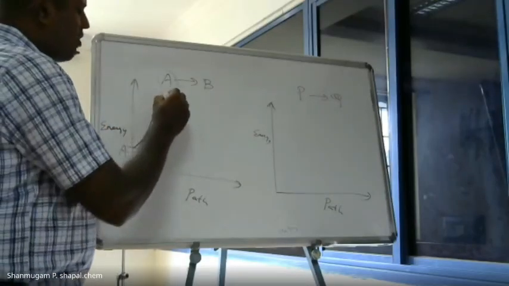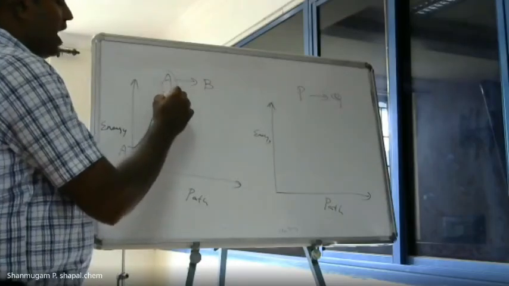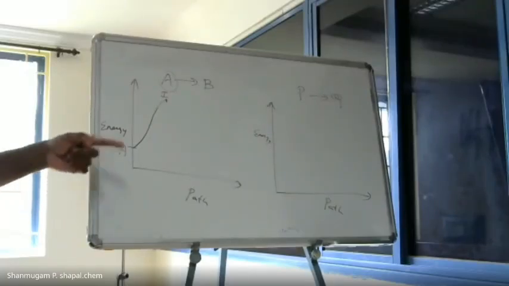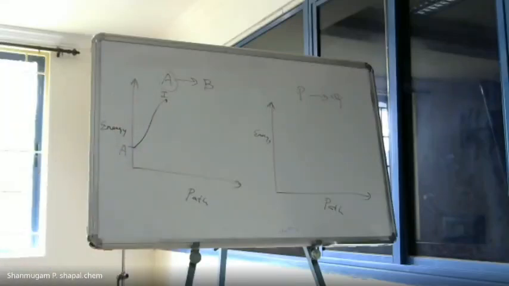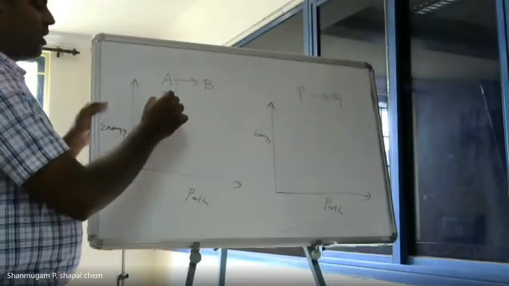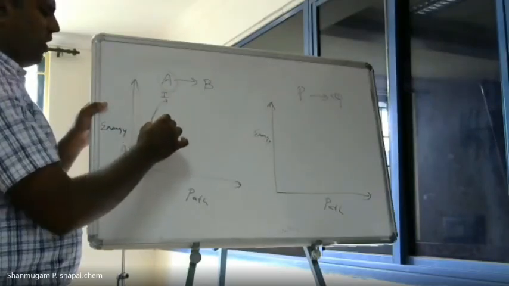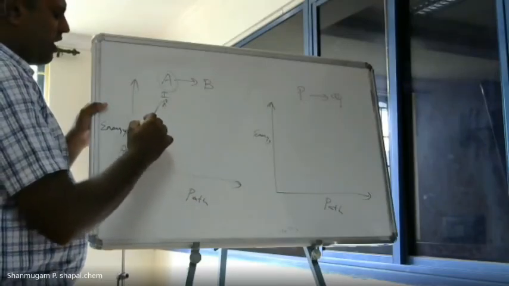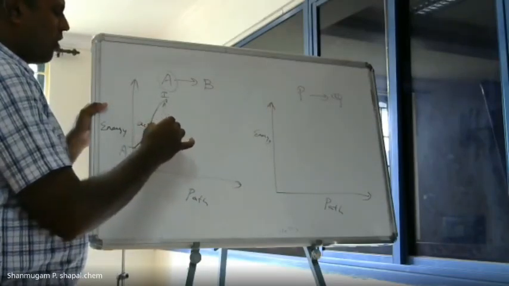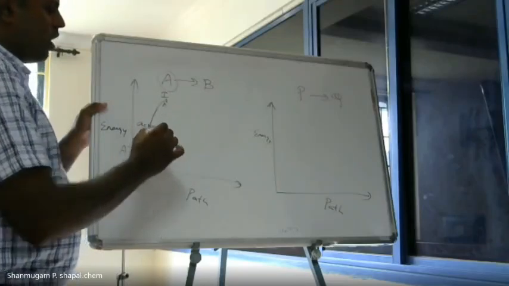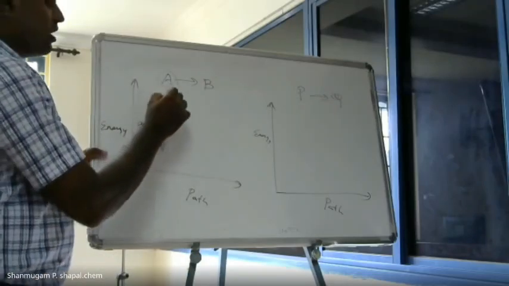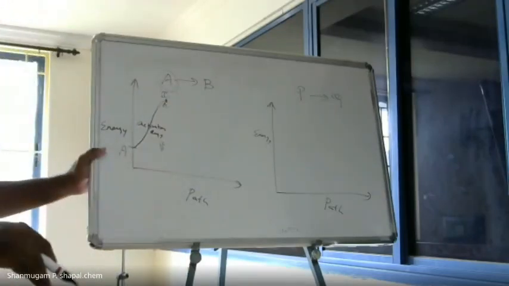And at a particular stage, you reach an intermediate I. At this point, it is called an active complex site, a transition complex. You can call it by any name, or you can say ions, or radical, or anything. So when you reach this particular position, this particular energy level is the activation energy. That means the minimum energy requirement to initiate the reaction. So once you reach here, the reaction starts to initiate.